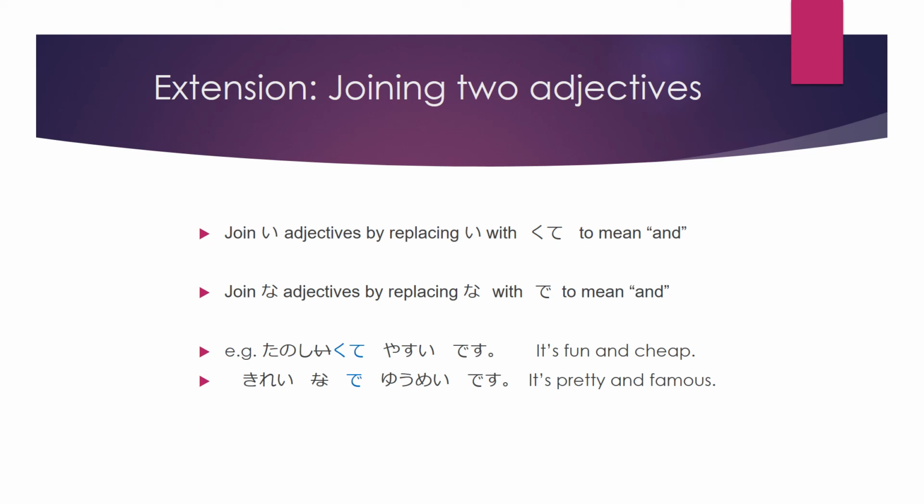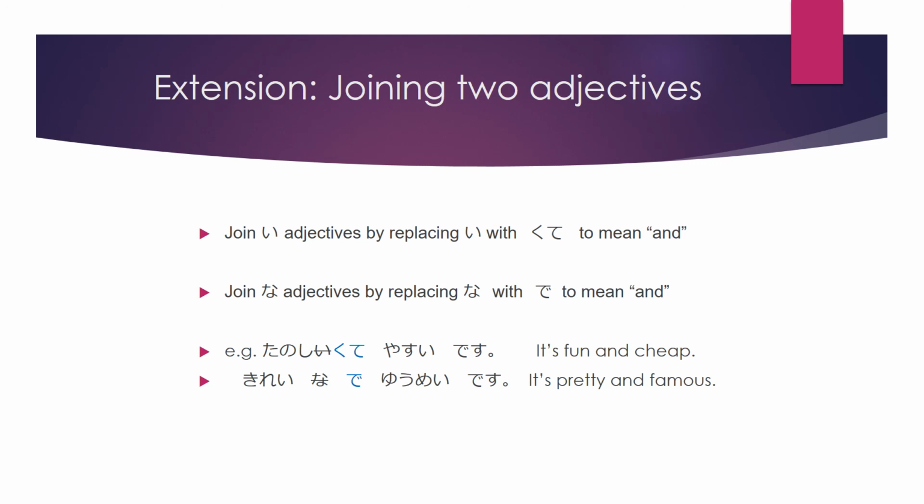This is an extension addition. You can join two adjectives together by conjugating them as well. There is no word and for joining adjectives. You've got to actually conjugate the i or the na. And it's fairly simple. For i adjectives, just chop off the i and replace that with kute. And for na adjectives, drop the na, add de.